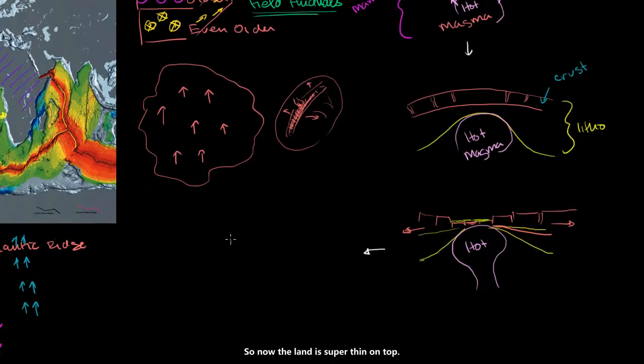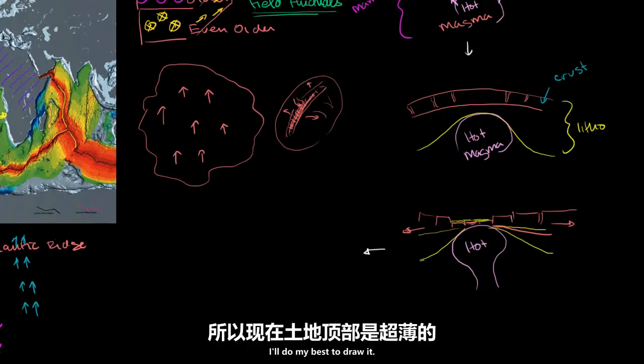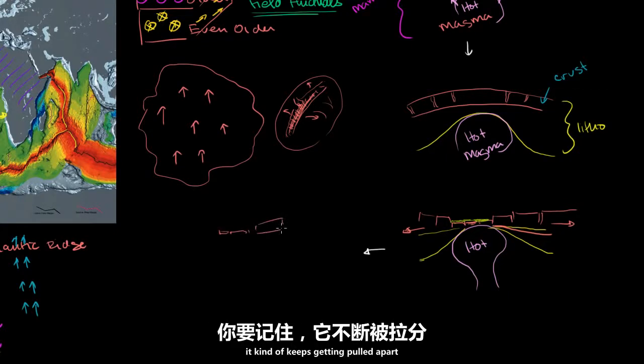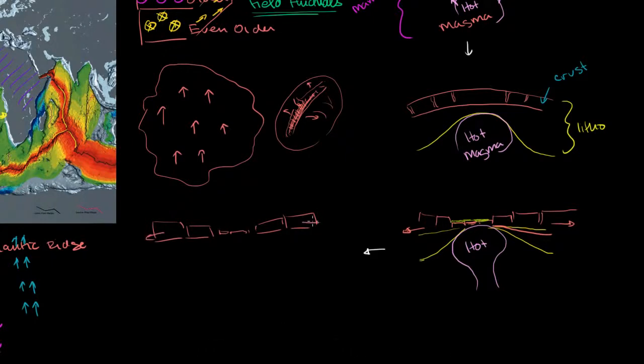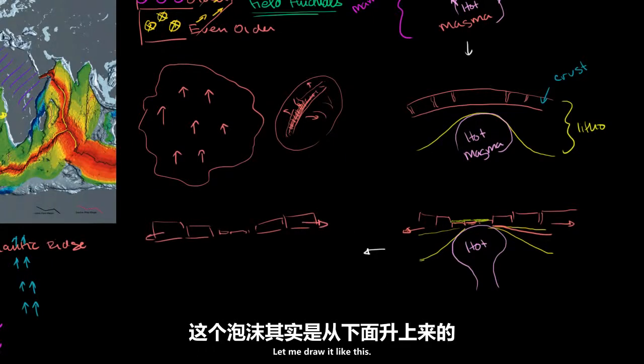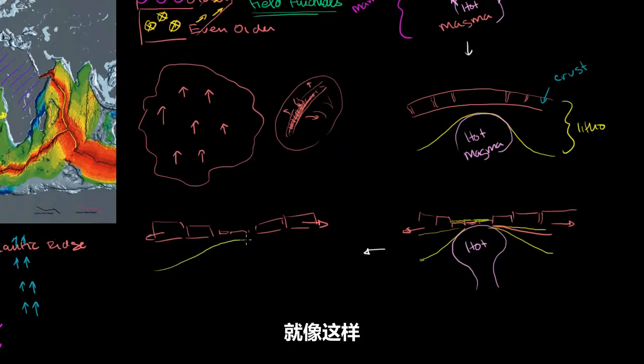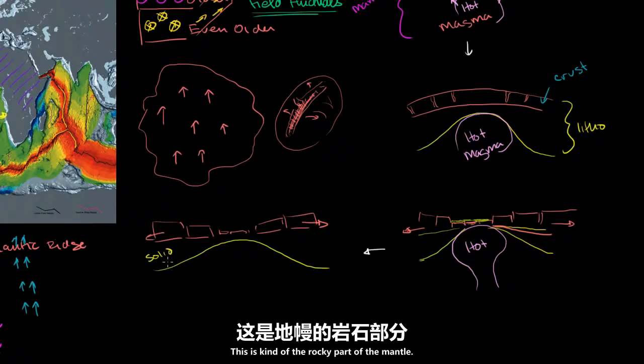So now the land is super thin on top. Do my best to draw it. So it's super thin on top, and remember, it keeps getting pulled apart from this bubble of hot magma that's coming up from below. Let me draw it like this. This is all solid rock here. What I drew in orange is the crust. This is kind of the rocky part.